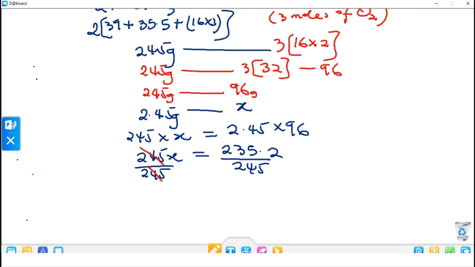What will be our x? X will therefore be 235.2 divided by 245, and that will give us 0.96 grams. So it gives us 0.96 grams of oxygen. So what it simply means is that 0.96 grams of oxygen gas will be produced if we have 2.45 grams of potassium chlorate decomposed. So that is actually what our answer will be.